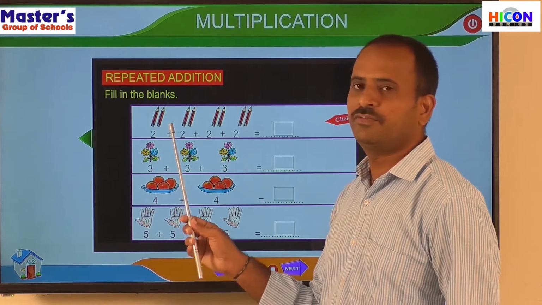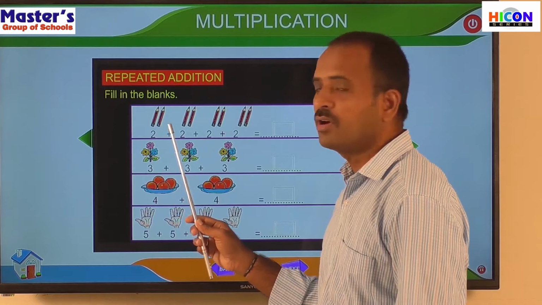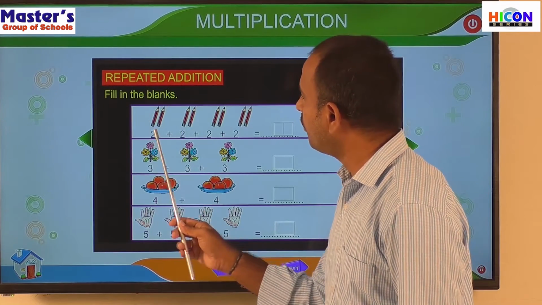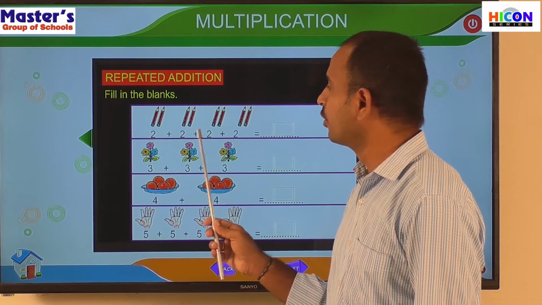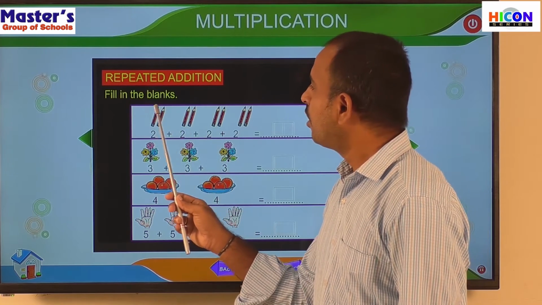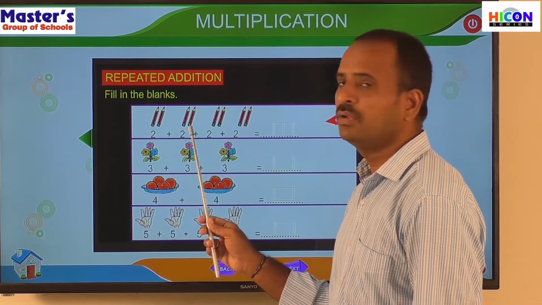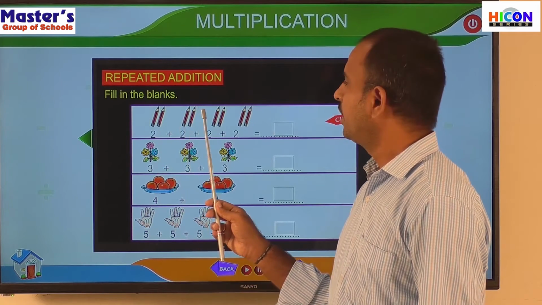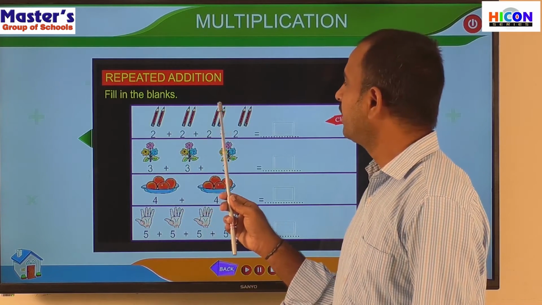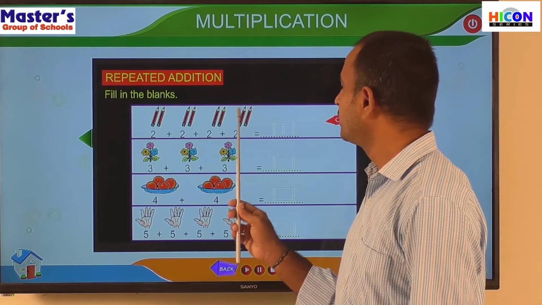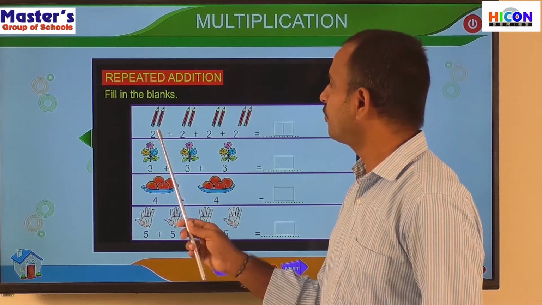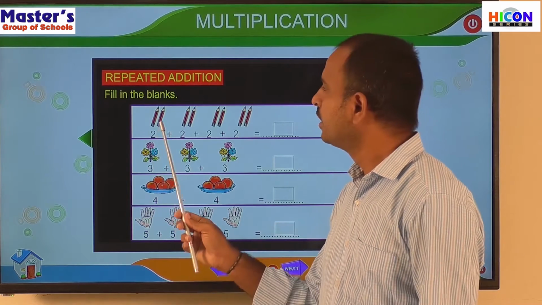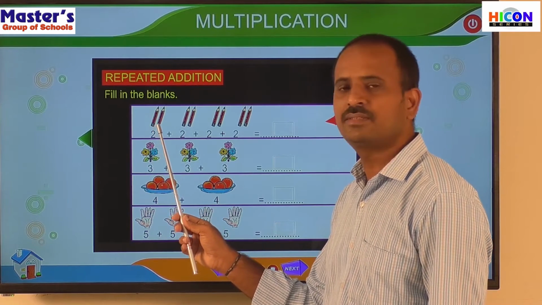So children, look at the first row. In the first row, we are observing pencils. This is one group of pencils, and this is the second group of pencils. So how many groups are there? In total there are 4 groups of pencils. This is one group, this is the second group, this is the third group, and this is the fourth group. And in each group how many pencils are there? In each group there are 2 pencils.